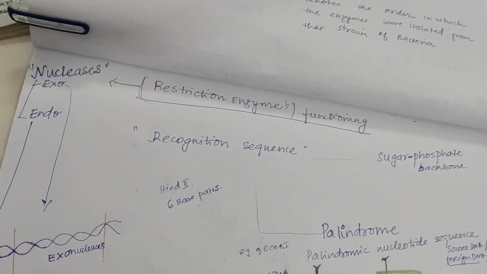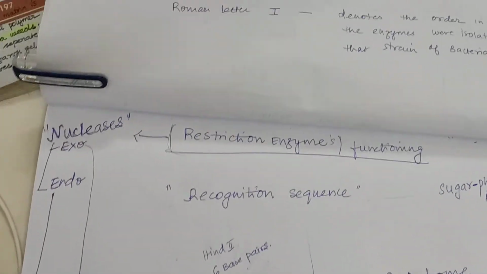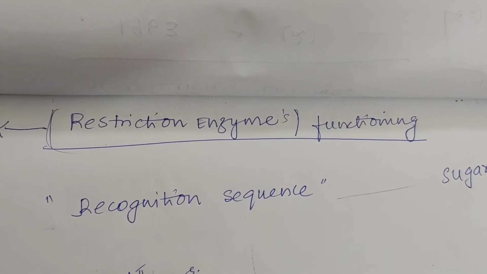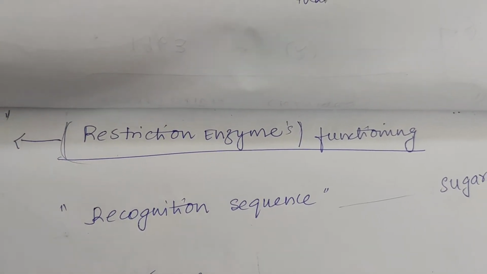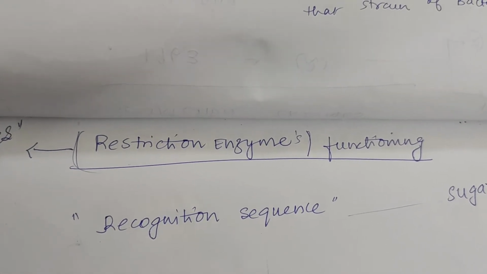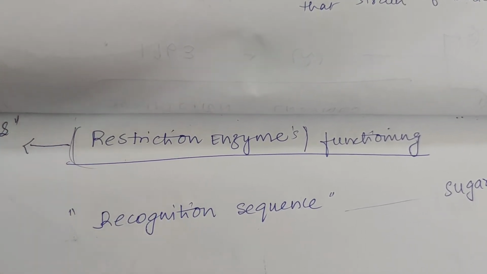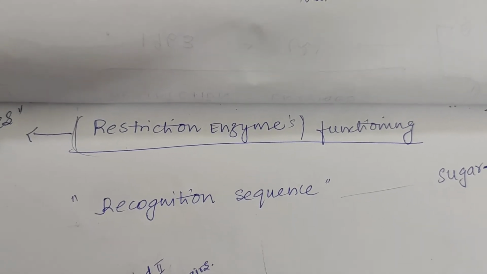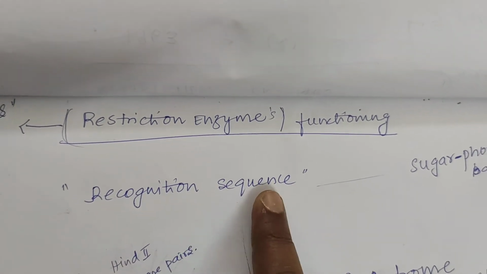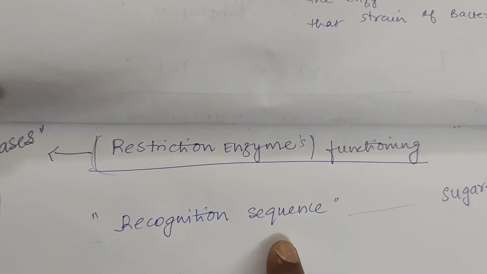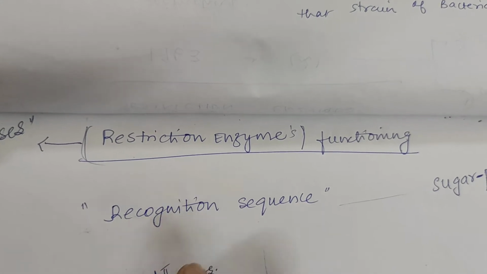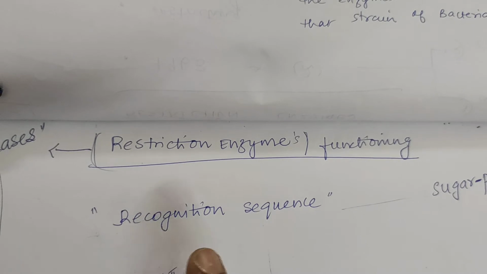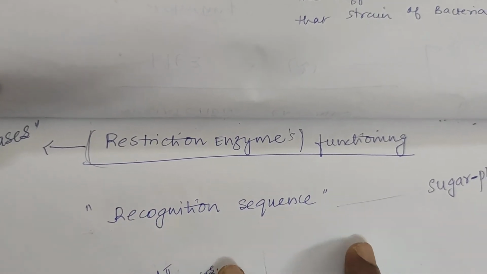Coming to how the restriction enzymes function. There will be a specific nucleotide sequence that should be present. Only when that specific nucleotide sequence is present will the restriction enzyme identify it and cut it. That specific sequence will be known as the recognition sequence. And this recognition sequence is a particular nucleotide base sequence. Only if that is there will it cut.